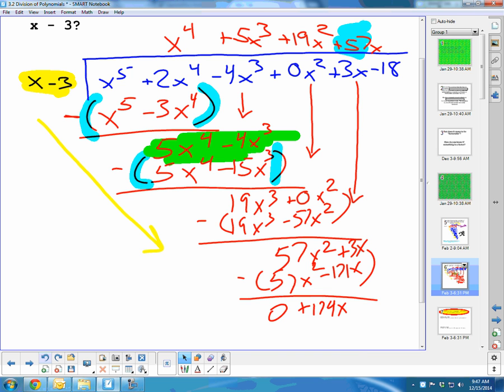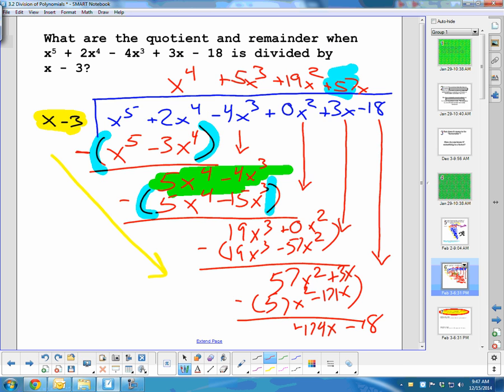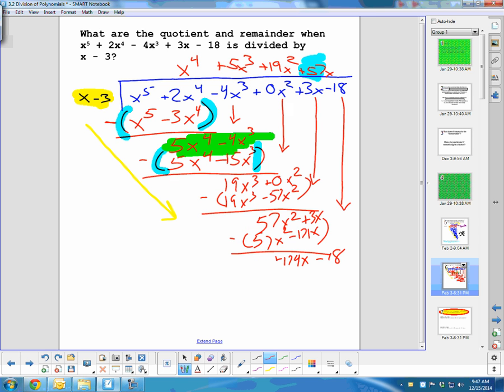And then I've got one last term to drop down, a minus 18. I don't need that 0. I'm going to change the way my screen looks so we can see the whole thing here. And I do the same thing. I'm going to want to subtract so that I get a 0, and I've got a positive 174x there. So it's going to be plus 174.